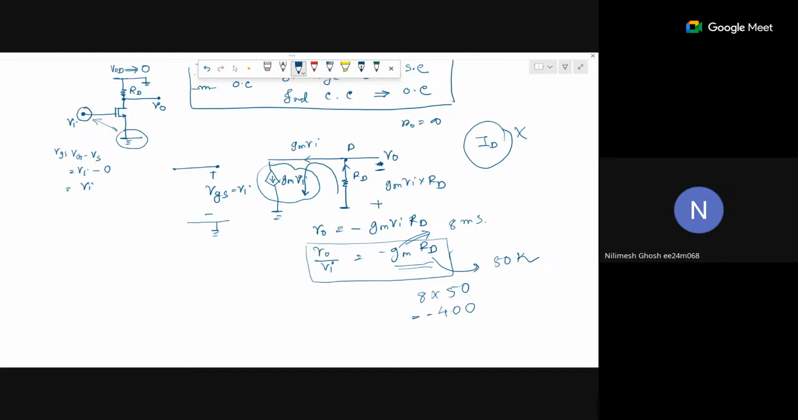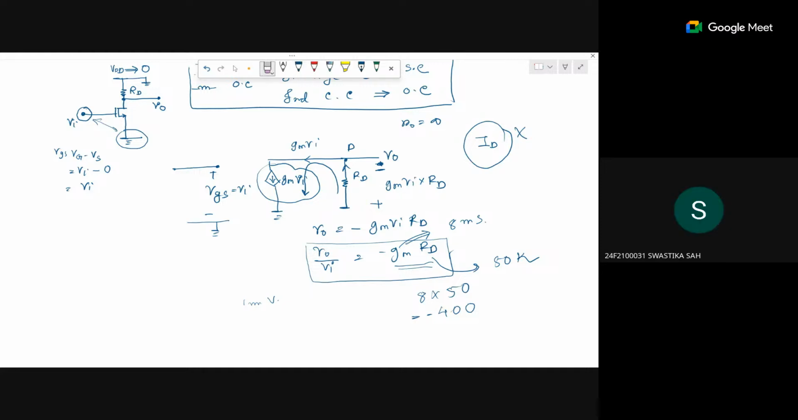So we are giving an input voltage of, let's say, 1 millivolt, and we'll get minus 400 millivolt as output. So we are getting the gain, right? We are amplifying the signal, right? This thing clear or not?